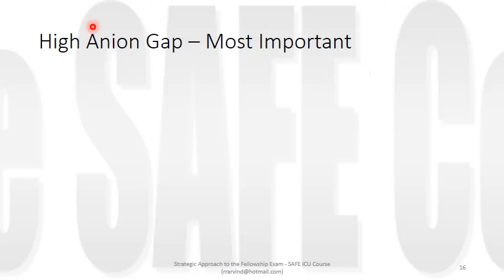So now we come to the most important bit of all, which is the high anion gap. We also have the normal anion gap, which we'll cover in the end, but the high anion gap is the most important component of the anion gap. It's the most common pattern of the anion gap.